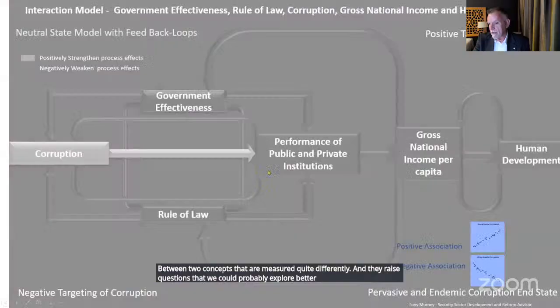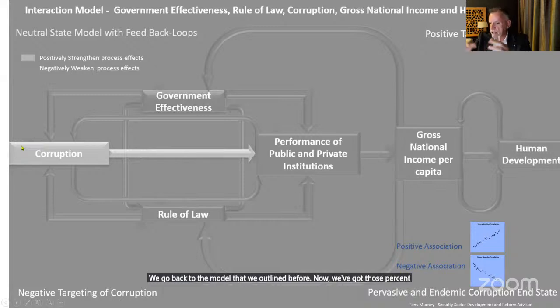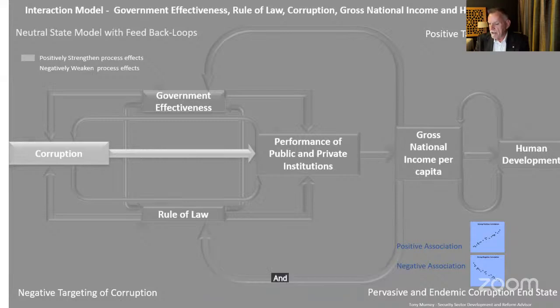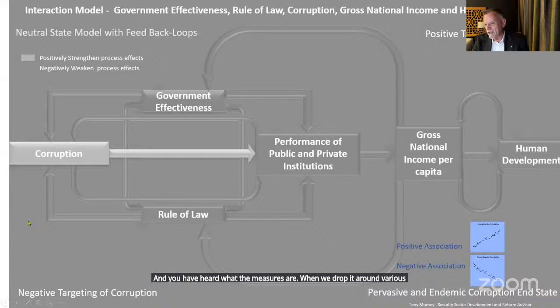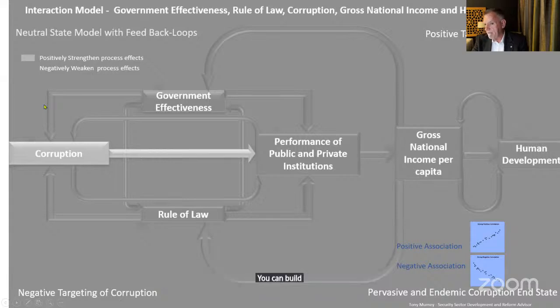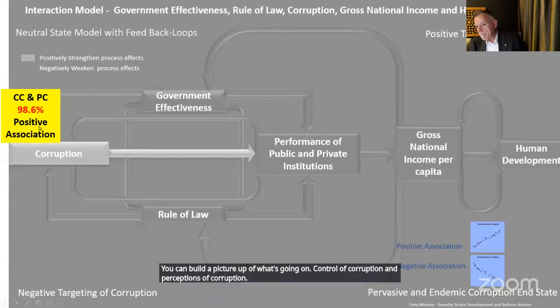I'm running close to time, so I want to get to this. We go back to the model that we outlined before. Now, we've got those percentages, you've actually seen the distributions, what they look like, and you have heard what the measures are. When we drop it around various parts of this chart, which is more like where they belong, it's not measuring these actual links, but it's associations, you can build a picture up of what's going on. So, control of corruption and perceptions of corruption, 98.6% positive association.